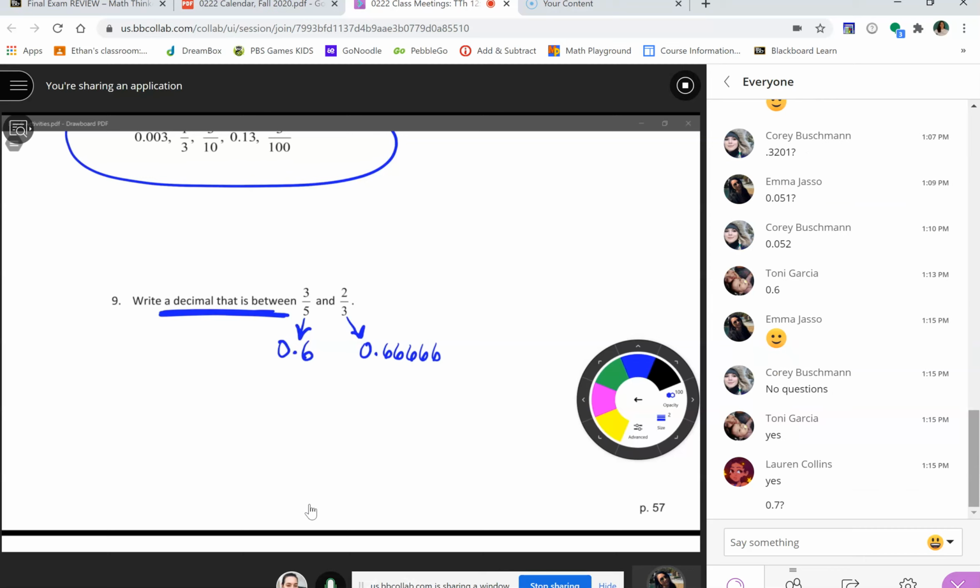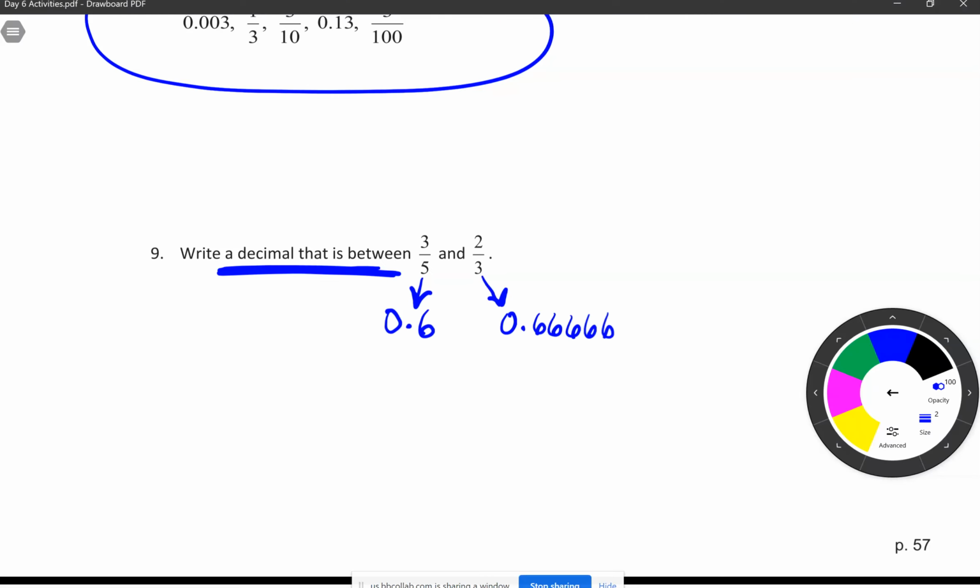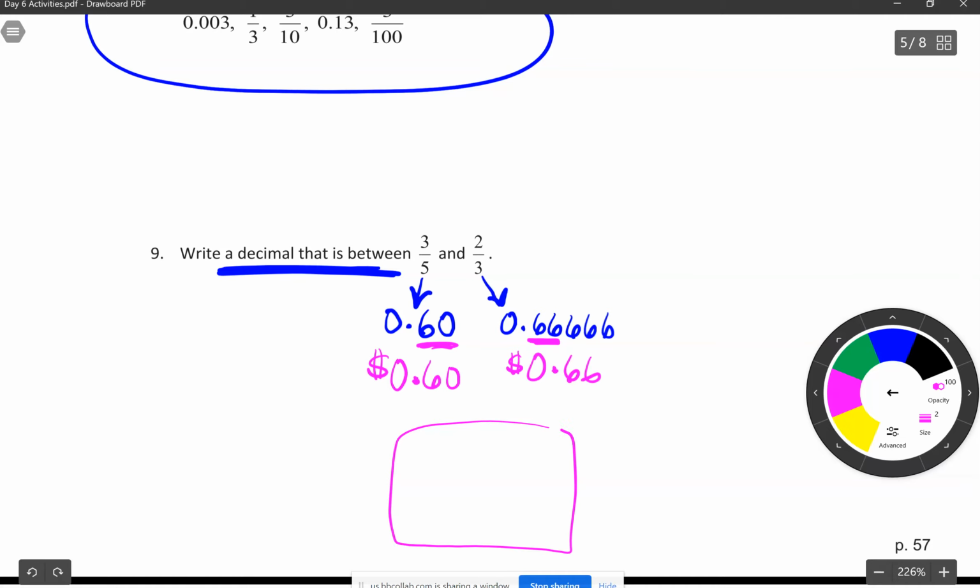0.7 would be a little bit too high, Lauren. So just to show you, if I add zeros here on the end, I'm comparing like 60 cents to like 66 and a little bit more cents. So thinking about it as money might help. What's a dollar amount between 60 cents and about 66 cents? And you can pick any dollar amount that would be between those money values there.